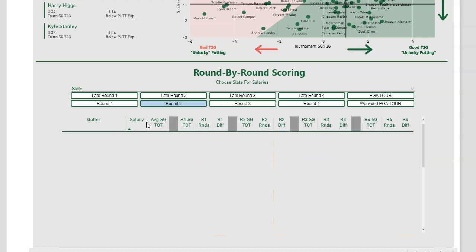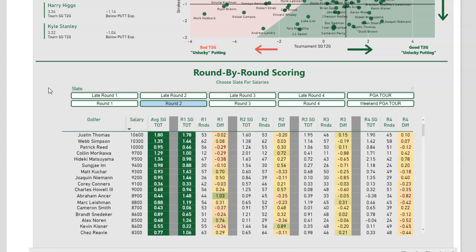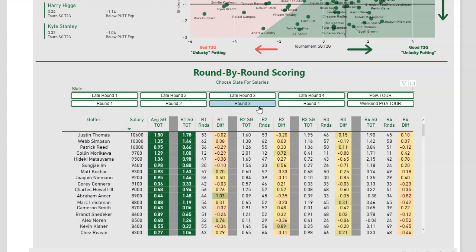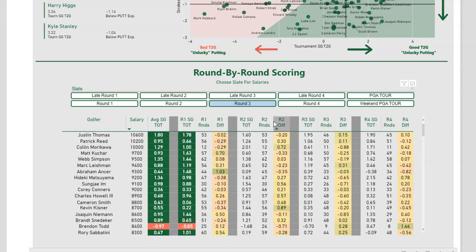Now, the salaries that you're seeing here, this is the slate information. So you can change the slate. So if you're playing round one, you can see Justin Thomas is 10,800. Round two, he's going to be 10,600. Round three, now they give him a round three salary, but technically he didn't make the cut. But the way this happens is all these guys get salaries anyway because the slate comes out before the cut line is finalized. So keep that in mind.